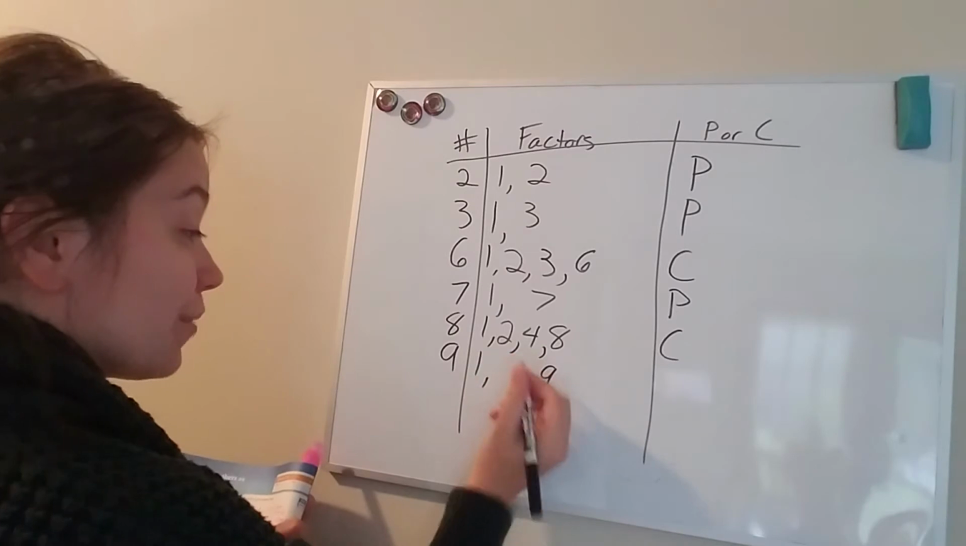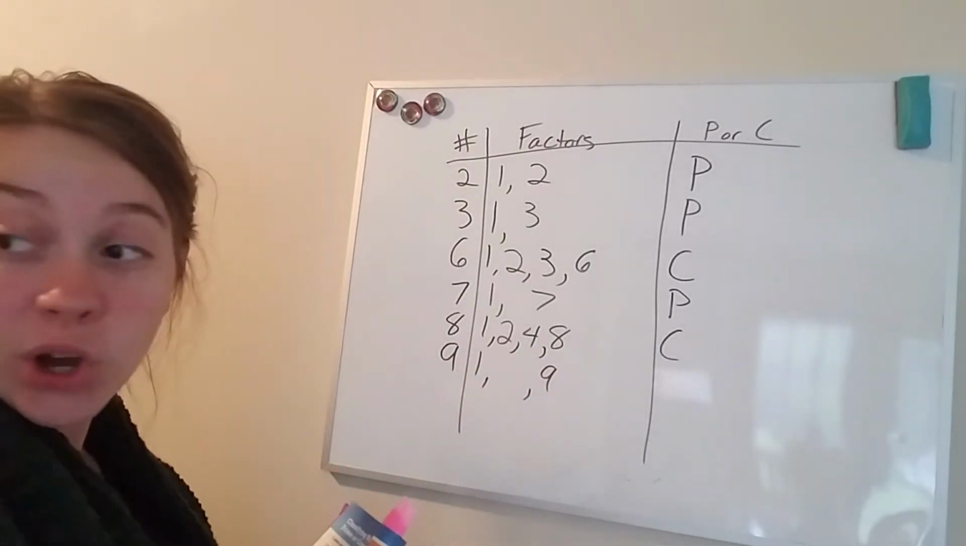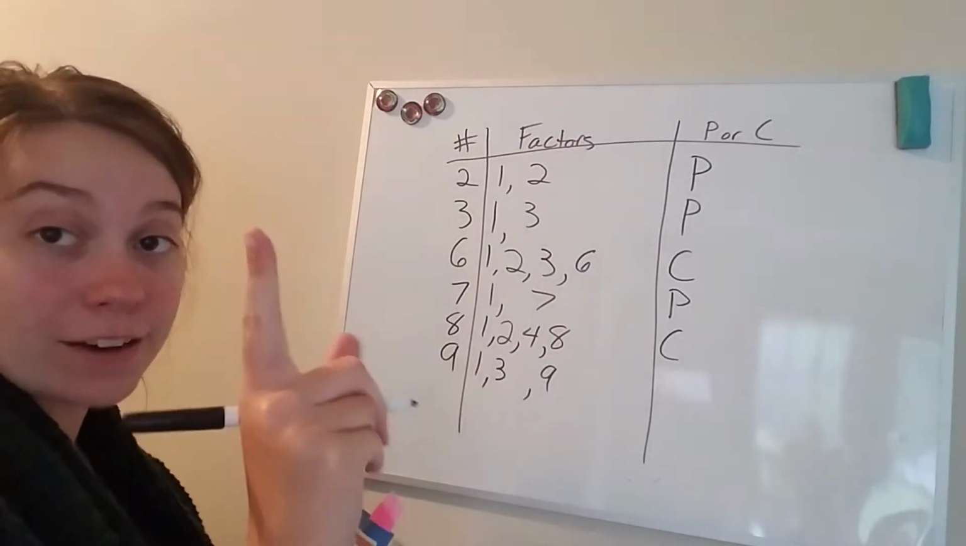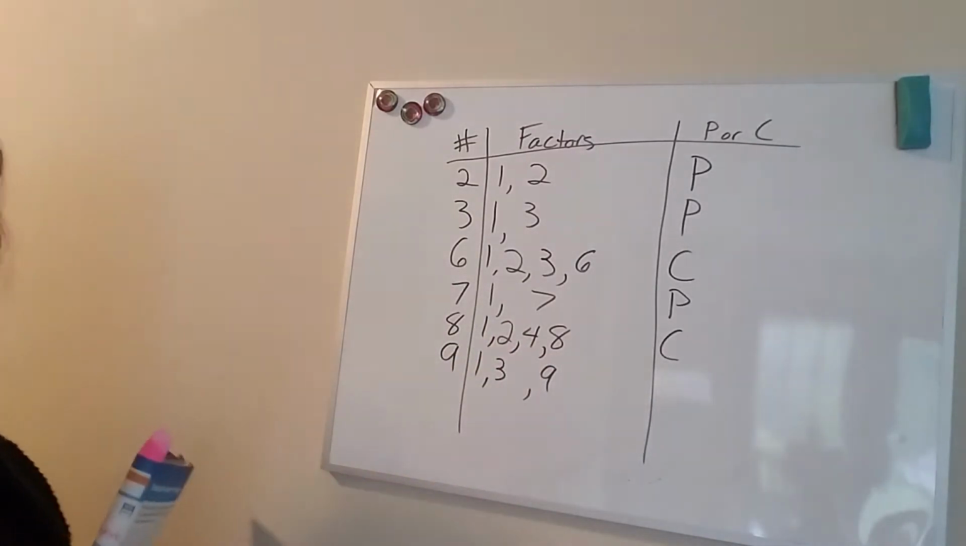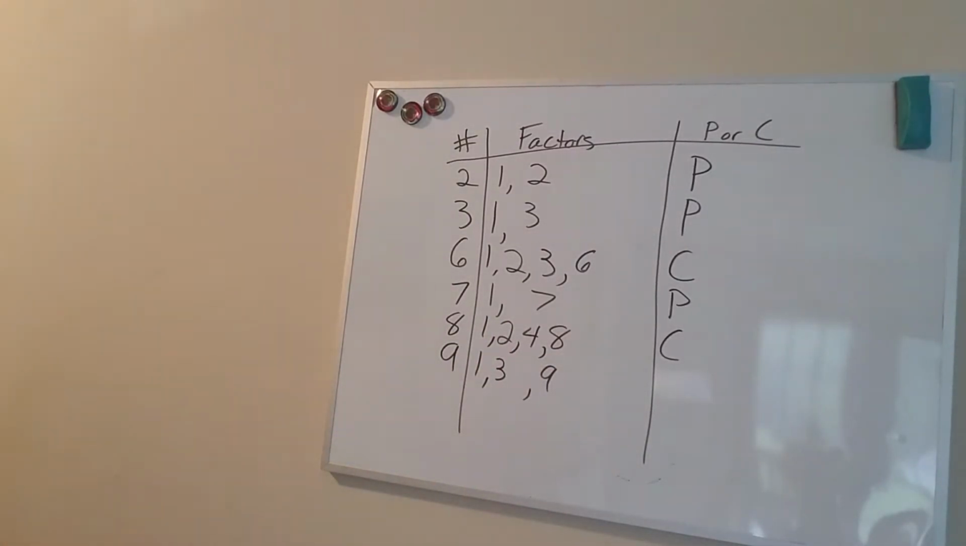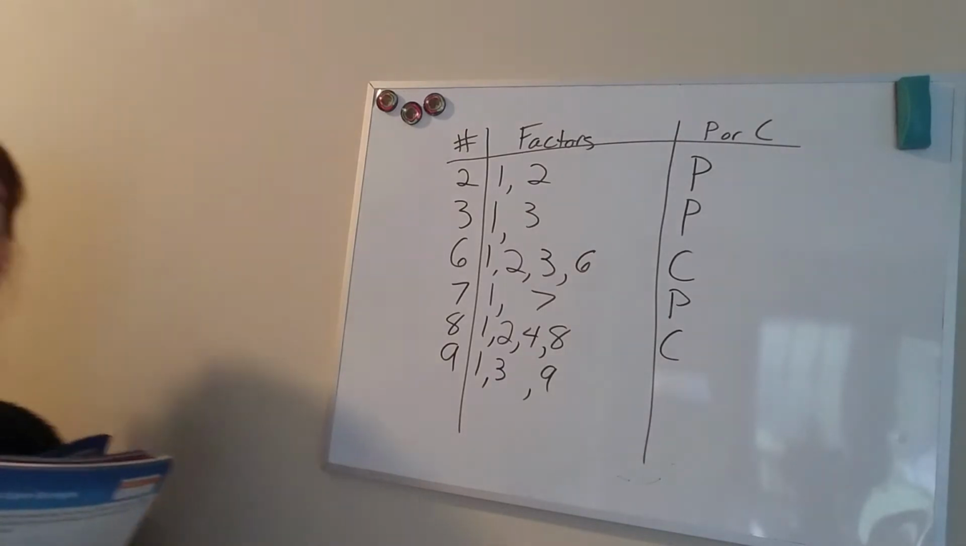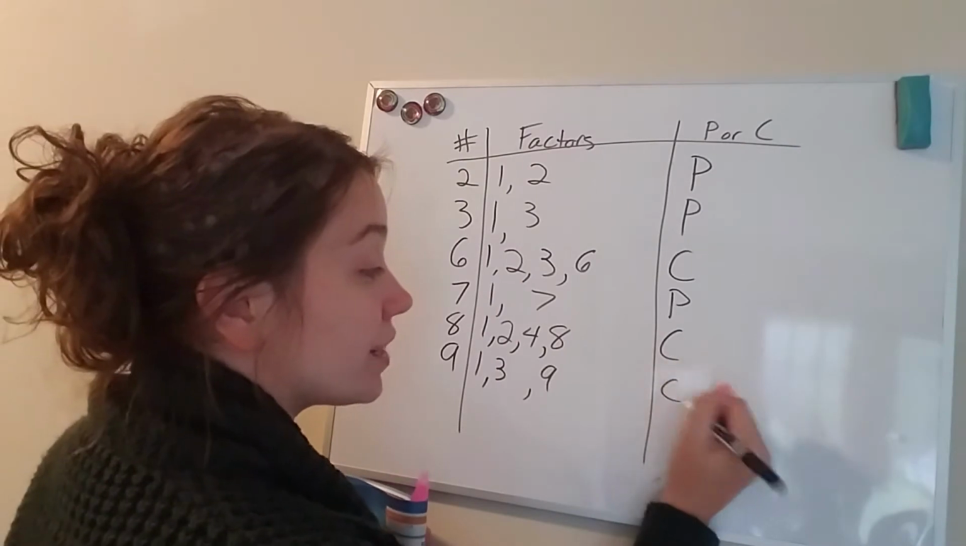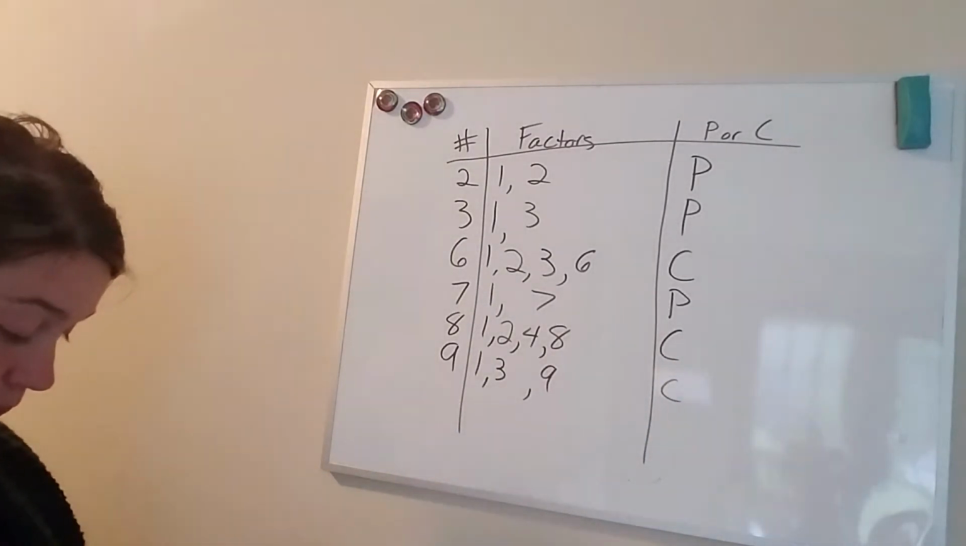9. We have 1 and 9. And then can we put 2 in it? No. Can we put 3? Yes. 3 times 3. We only have to write that factor once. Is there any other things that we can multiply by to get 9? No. But we still have another factor than just 1 in itself. So it is a composite number.